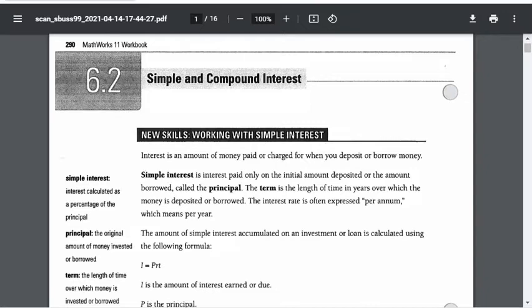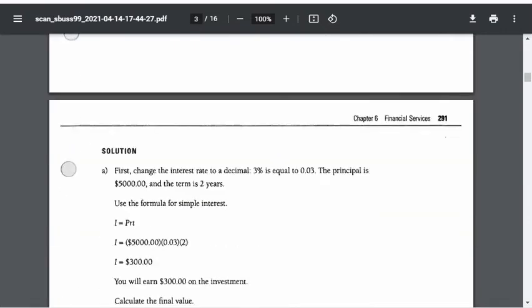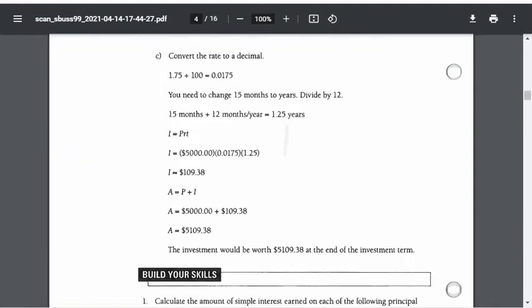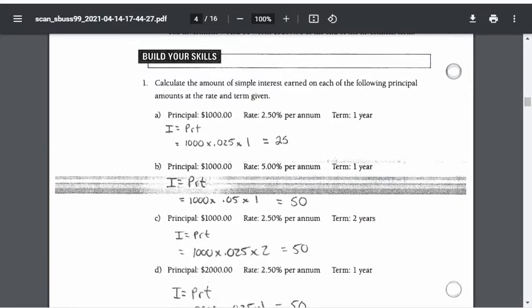So what we're going to take a look at is pretty straightforward. The first couple you can look through those examples, but let's just jump straight to the build your skills section. So the formula here is your interest is equal to your principal, how much you have, with the rate. You have to change this to a decimal, so it's moving it 2 spots. So you'll notice that 2.5% becomes 0.025.